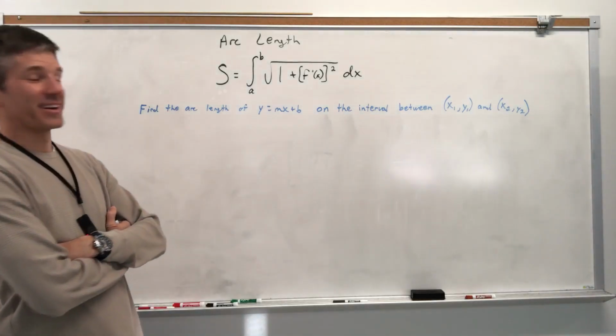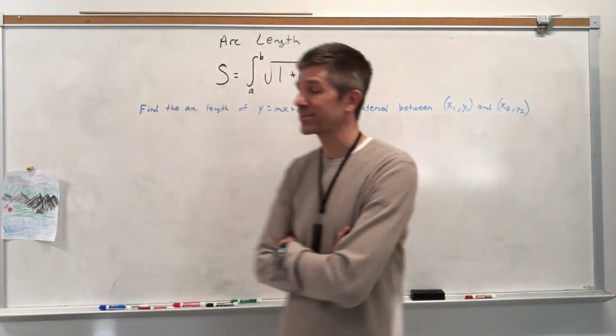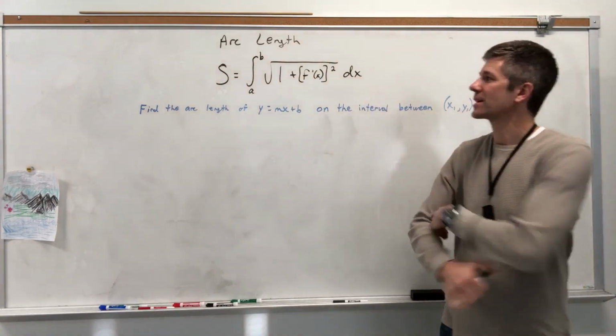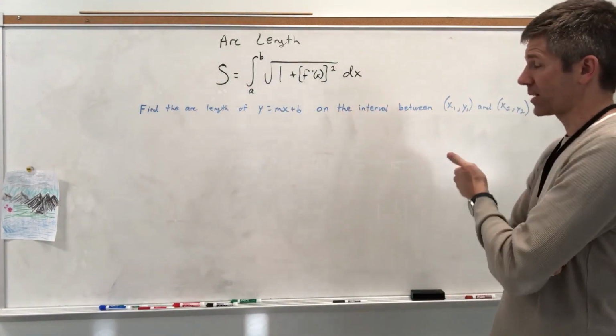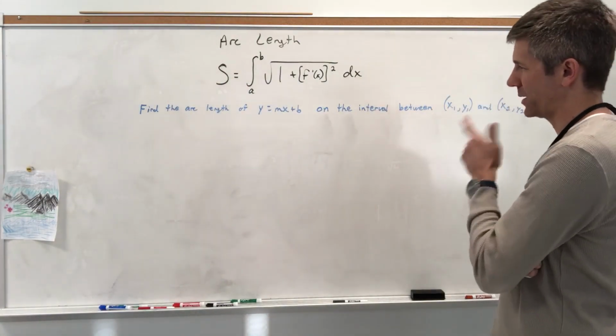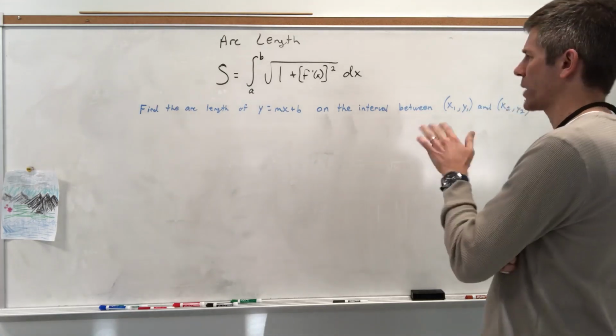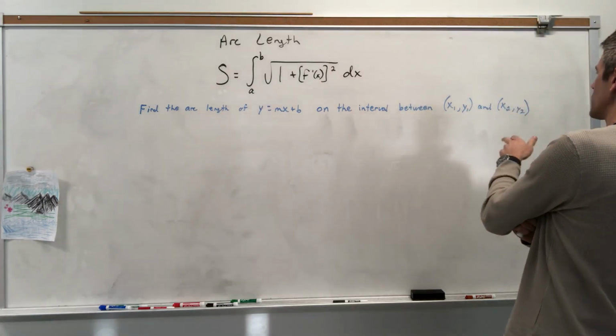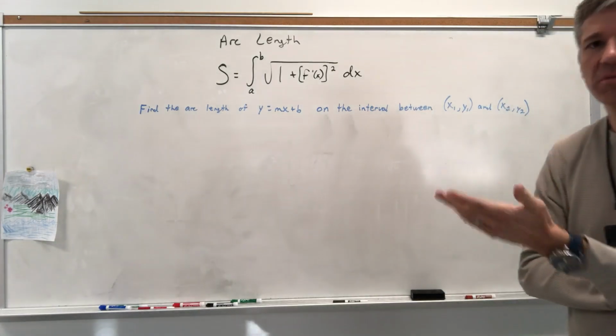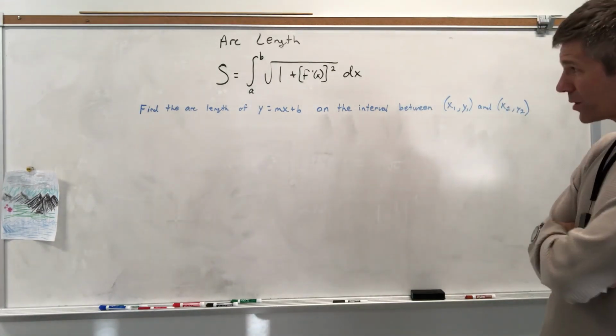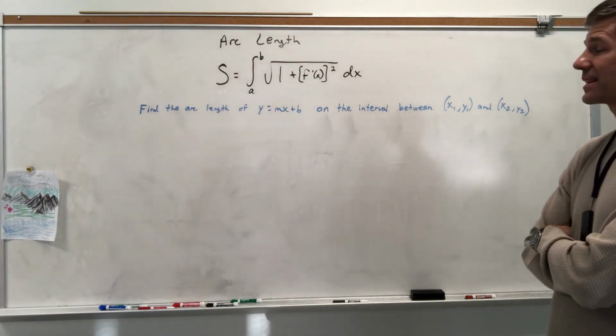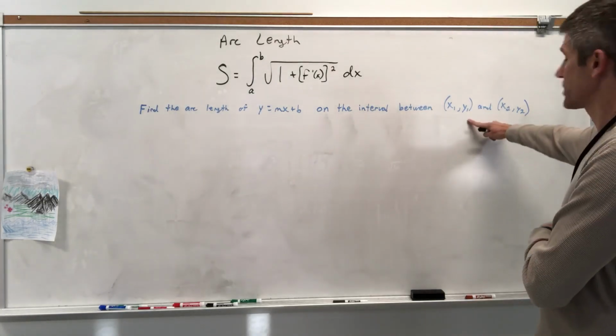This is going to be fun. When you see where this is going, you're just going to smack your forehead and say, isn't math amazing? Okay, find the arc length of y equals mx plus b. Well, that's a line, right? Okay, y equals mx plus b on the interval between (x1, y1) and (x2, y2). Okay, fair enough. So what I'm really going to do is find the length of a line between 2 points.